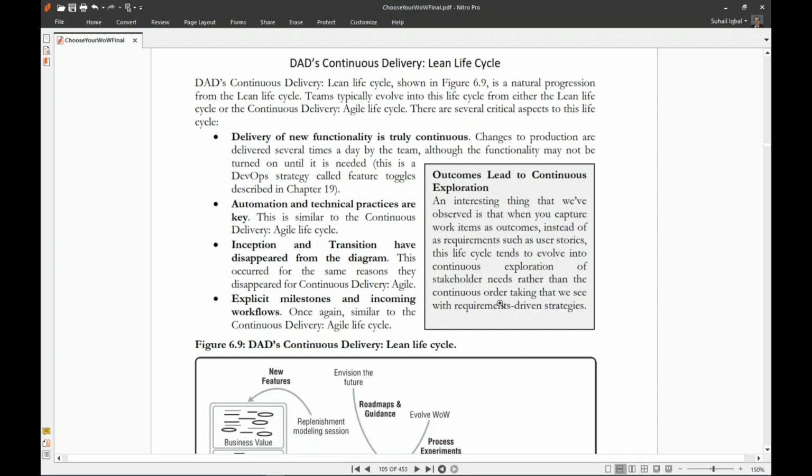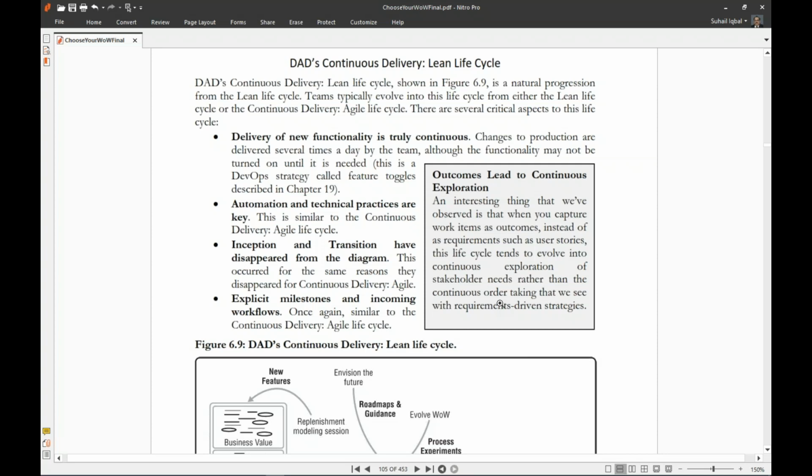Delivery of new functionality is truly continuous. Changes to the production are delivered several times a day by the team, although the functionality may not be turned on until it is needed. This is a DevOps strategy called feature toggles, described in chapter 19. Automation and technical practices are key. This is similar to the continuous delivery agile life cycle.